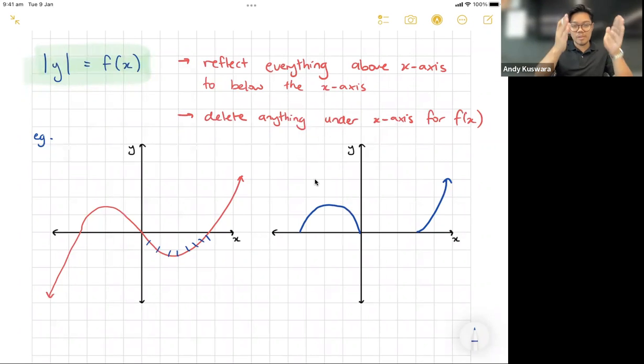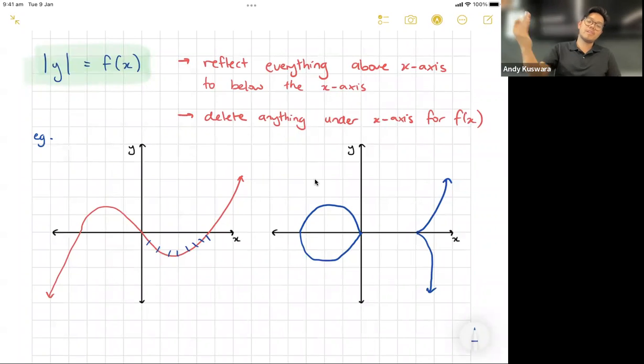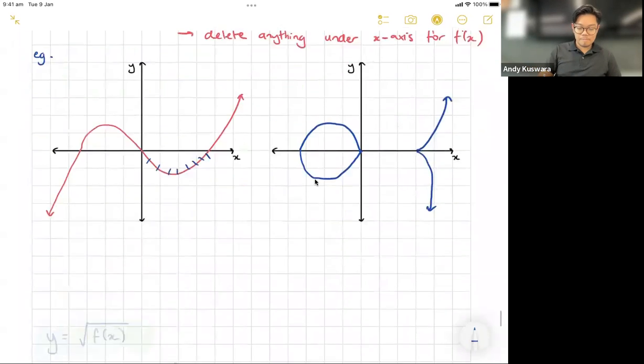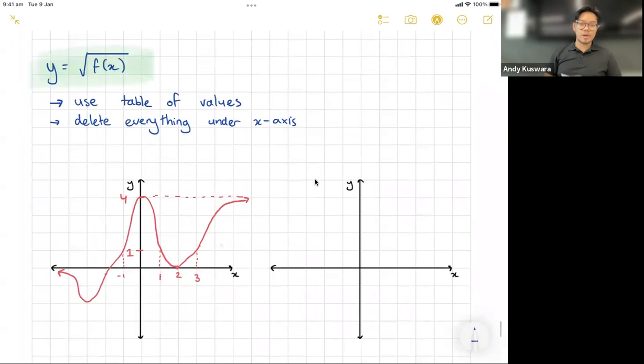And because it's the absolute value of y, that means I get technically the positive and negative of it. It now reflects underneath. So it's going to end up looking like this. Okay. So this is a bit of a tricky one. If you ever see the absolute values on the y, I want you to delete everything under the x-axis, and then whatever's left, reflect that across the x-axis. Okay. All right. Now let's talk about some square roots.